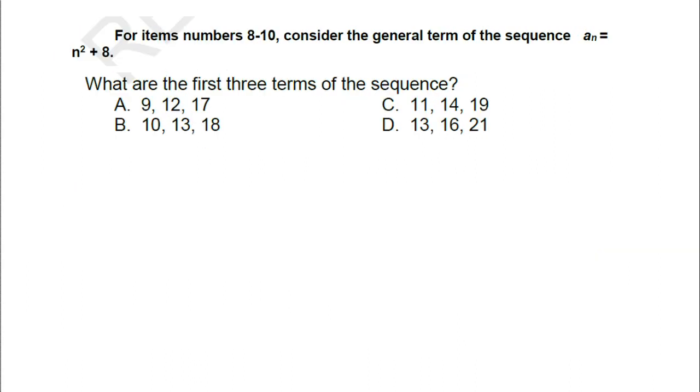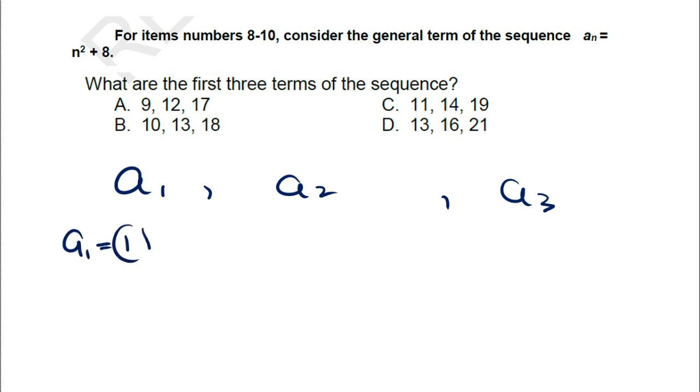Now let's have the next question. Consider the general term of the sequence a sub n equals n squared plus 8. What are the first three terms of the sequence? So just like the previous problem, we're going to find a sub 1, a sub 2, and a sub 3. Now let's substitute the value of n to the formula n squared plus 8. A sub 1 is equal to 1 squared plus 8. So it gives us 1 plus 8 is 9.